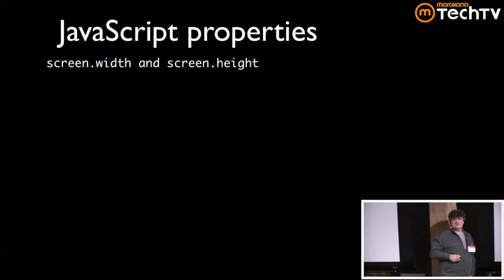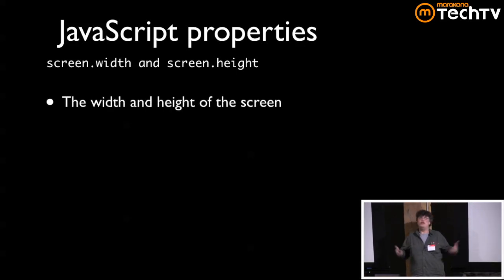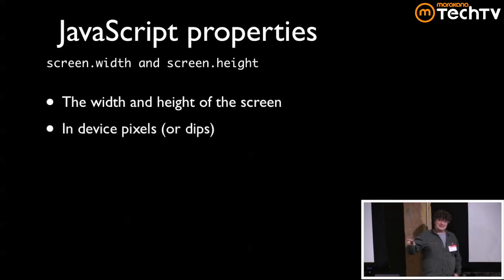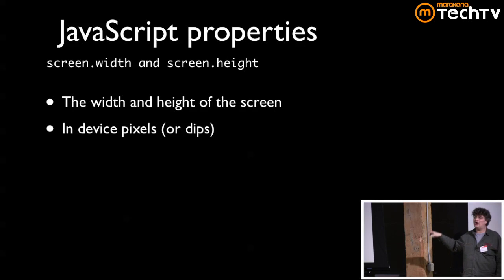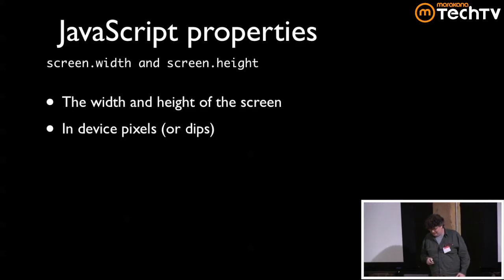First, screen.width and screen.height. What does it mean? The width and height of the screen. Duh. But you have to realize that this is in either device pixels on the desktop or in dips on most mobile devices. So basically, what you're seeing here doesn't say very much.